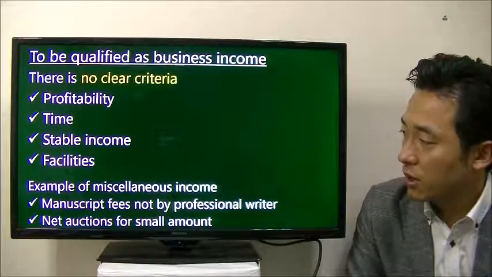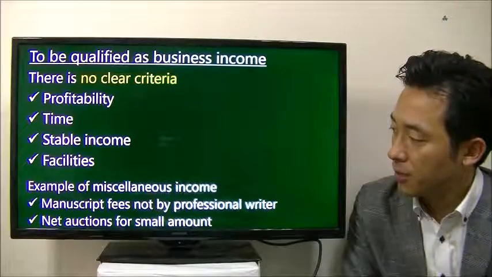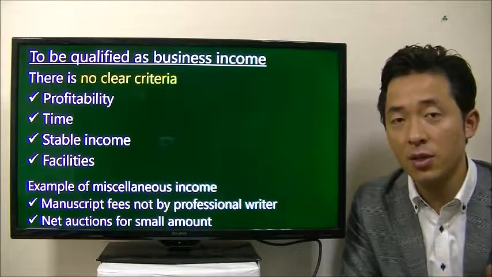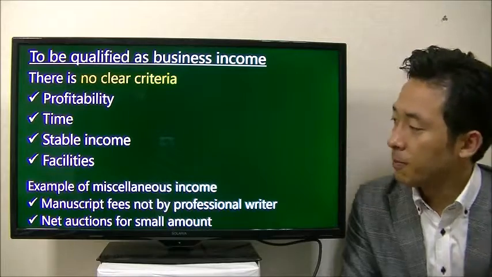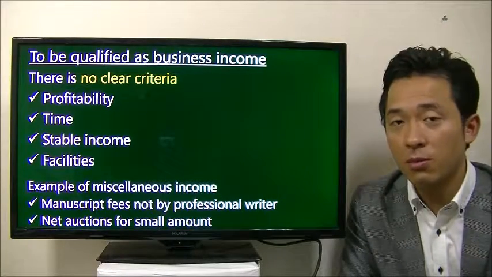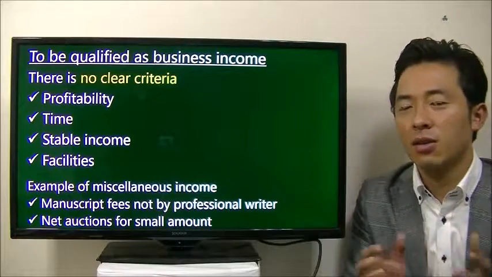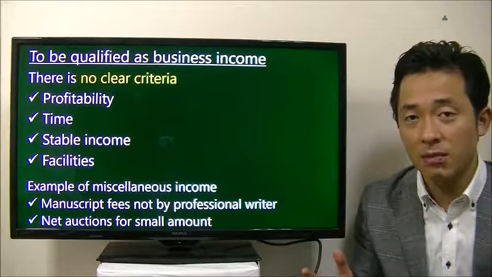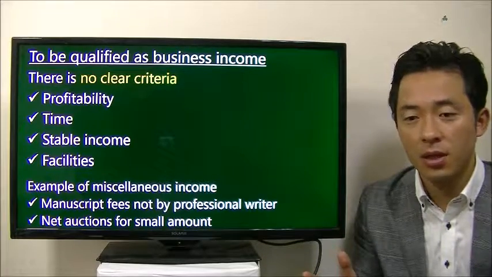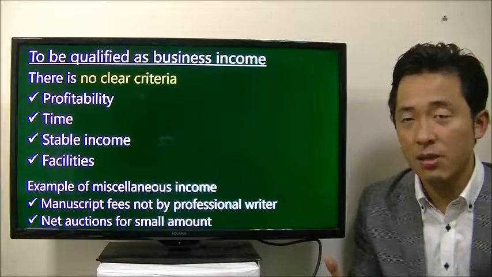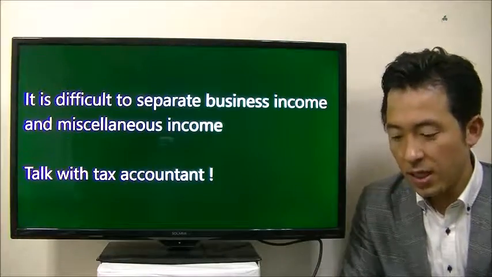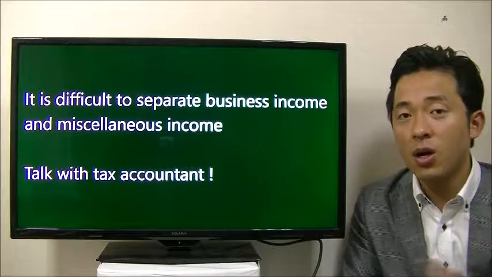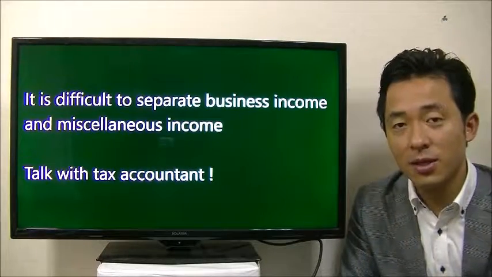Examples of miscellaneous income are manuscript fees, for example for your books, not by professional writers. So you're not doing it for your business; it's just like your side business. And net auction for a small amount. If it's a small amount, you can't call it a business. But if you are doing a net auction business with, for example, sales of 10 million Japanese yen, you can call it a business. So it's very vague. It's very difficult to separate miscellaneous income and business income. So if you have any questions, just talk to a tax accountant.